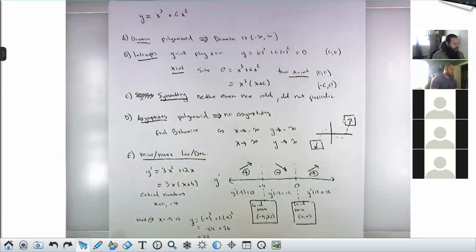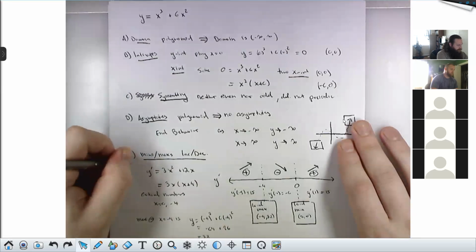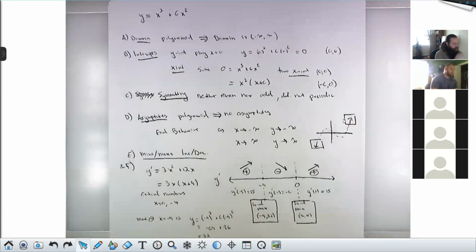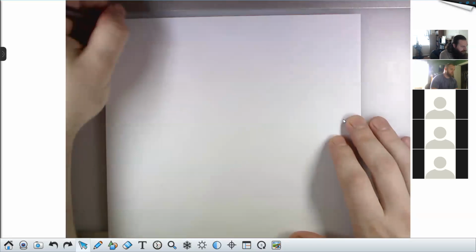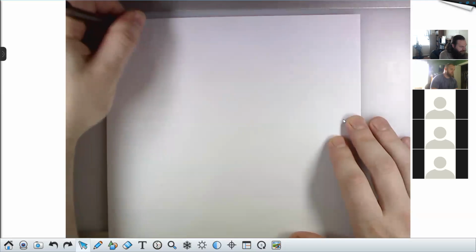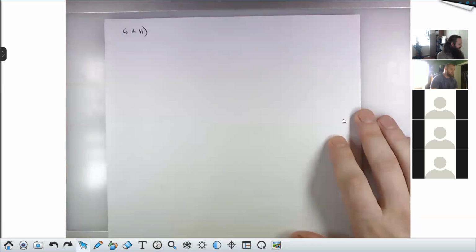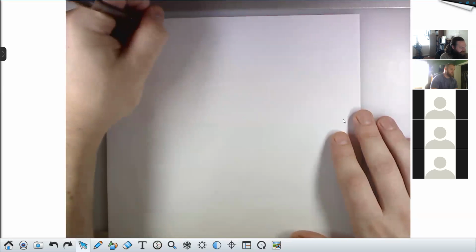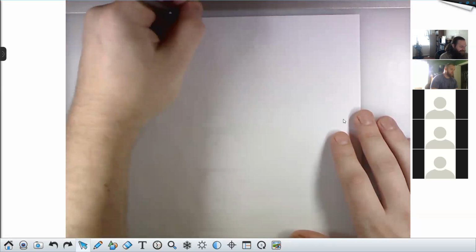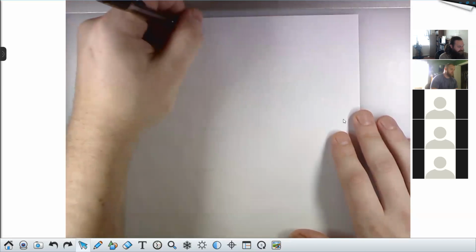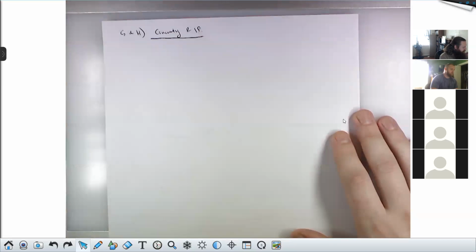So we've got our increasing, decreasing, mins and maxes. I think this is both E and F in the book's guidelines. And then G and H are the concavity. So to come up with the concavity and the inflection points, we need the second derivative.